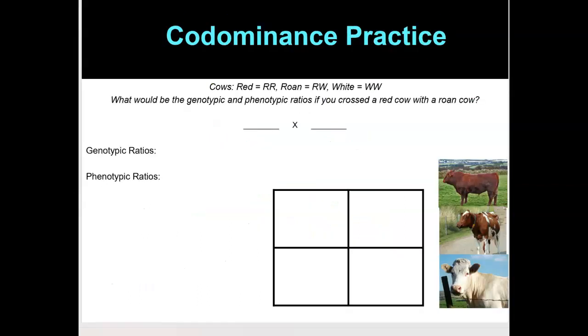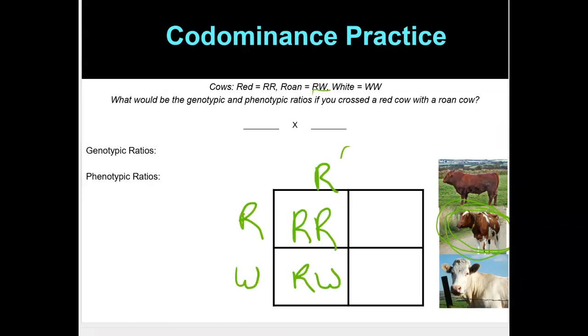So you guys take a turn, hit the pause and try to do this one. With cows, you can be red, you can be white, or you can be roan. If you're heterozygous and you have both a red and white, then you see both the red and white. So go ahead and pause and try to do this one on your own.